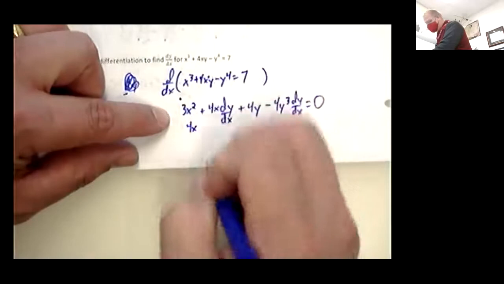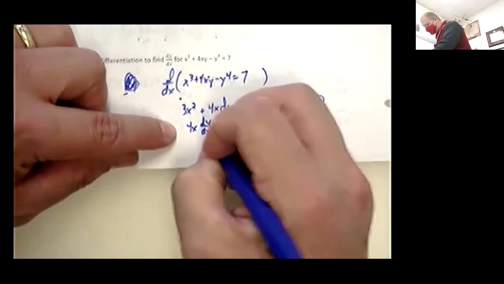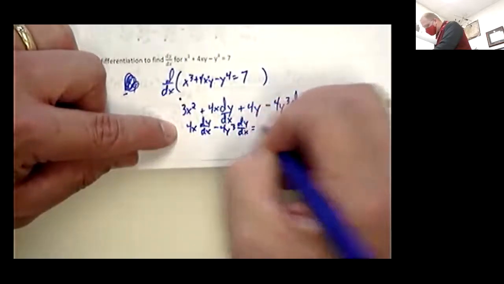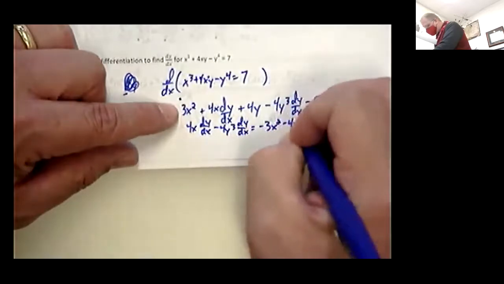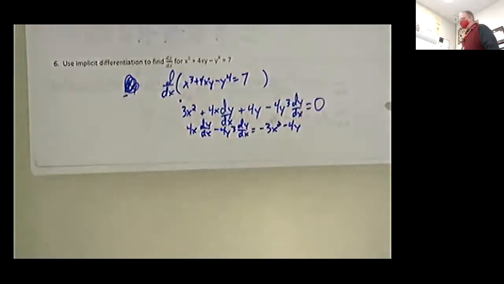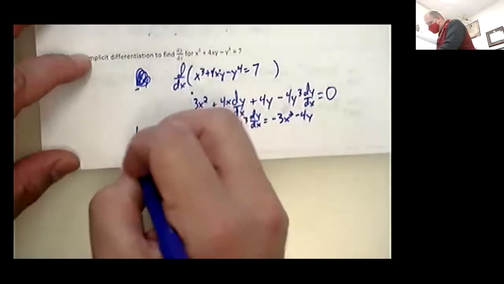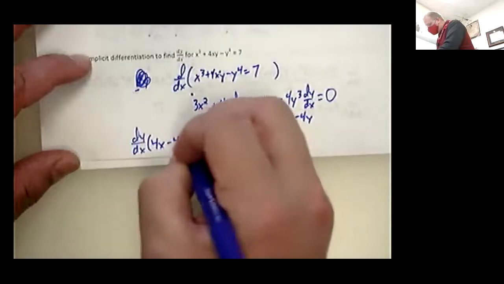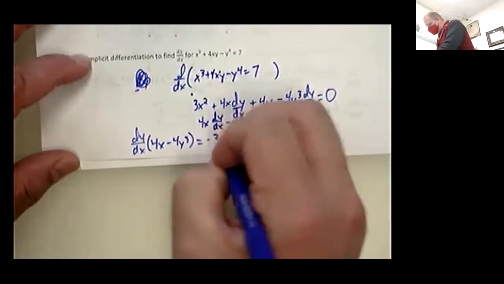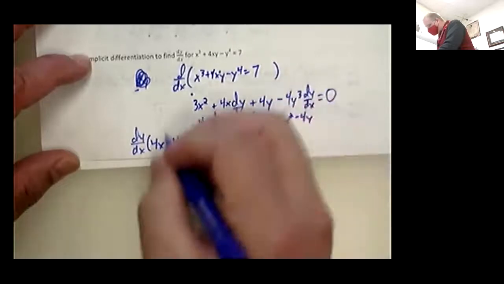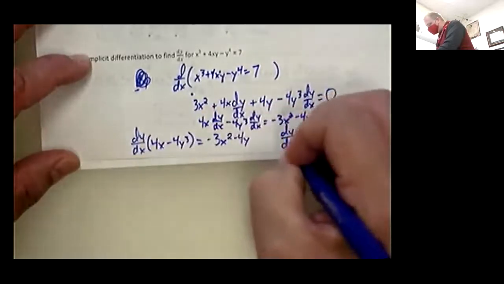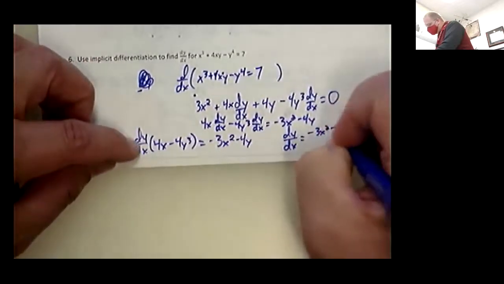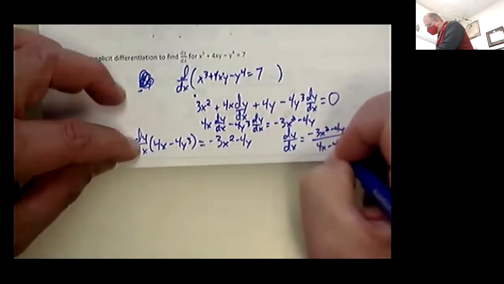That leaves us with the 4x dy/dx minus a 4y cubed dy/dx equals a negative 3x squared minus 4y. Now we're going to factor out the dy/dx's. So dy/dx, we factored out, leaves us with the 4x minus 4y cubed is equal to a negative 3x squared minus 4y. We're going to divide that back over. Therefore, dy/dx is negative 3x squared minus 4y all over 4x minus 4y cubed.